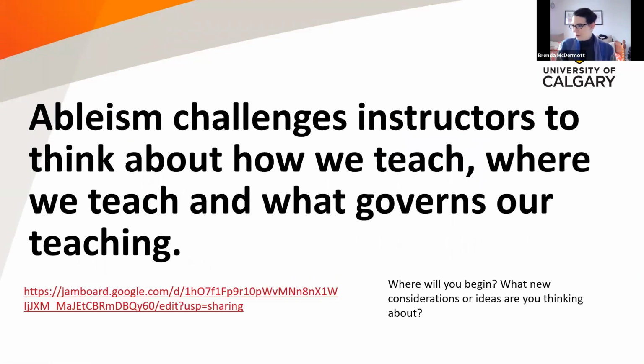Because I want to leave time for questions, I won't make you go and do this on a Jamboard. But what I would say, hopefully the takeaway for the session for you, is that ableism is a tool to really challenge us as instructors to think about how we teach. What are the underpinning assumptions of that? Where do we teach? What spaces are we teaching in? And who is invited and who is not necessarily invited in that area? And what governs our teaching? So those are the institution, the policies that we follow and create. And where do we have agency to resist?